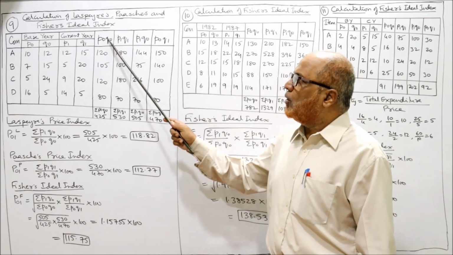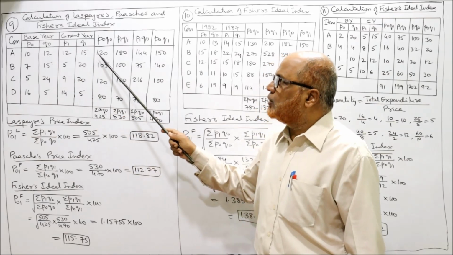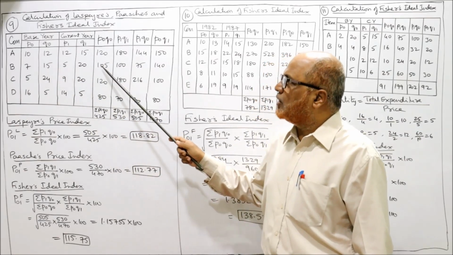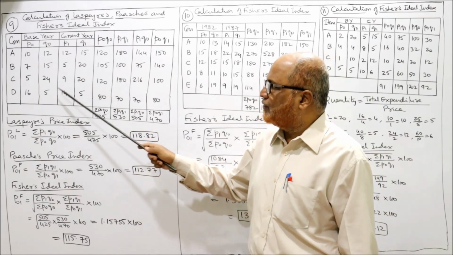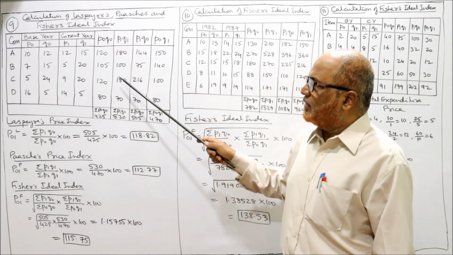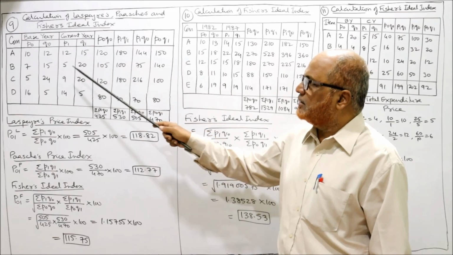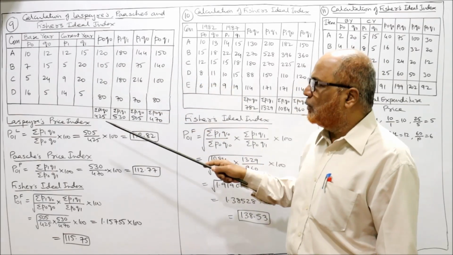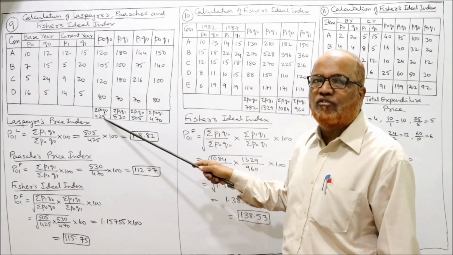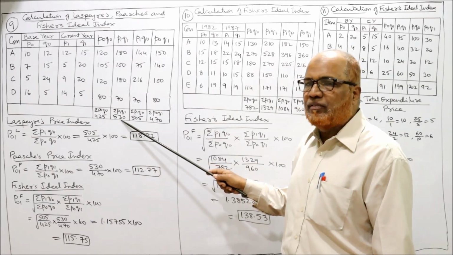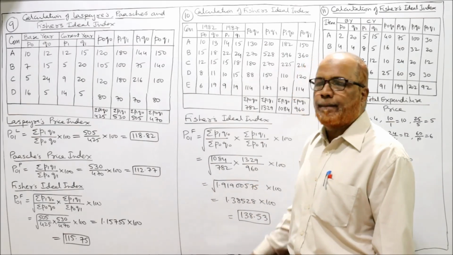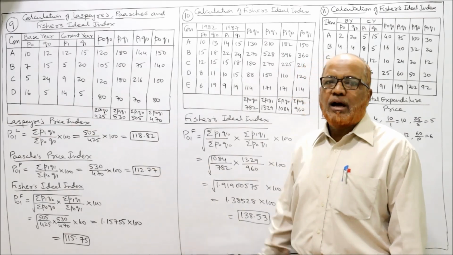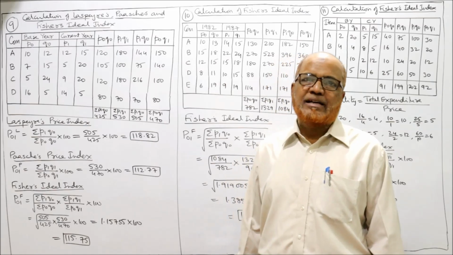Now multiply P0 into Q0. 10 into 12, 120. 7 into 15, 105. Then 5 into 24, 120. 16 into 5, 80. Similarly P1Q1, 12 into 15, 180. Like this you multiply all and you will get the totals. 425 is the total of P0Q0, 530 is P1Q1, 505 is P1Q0, 470 is P0Q1.